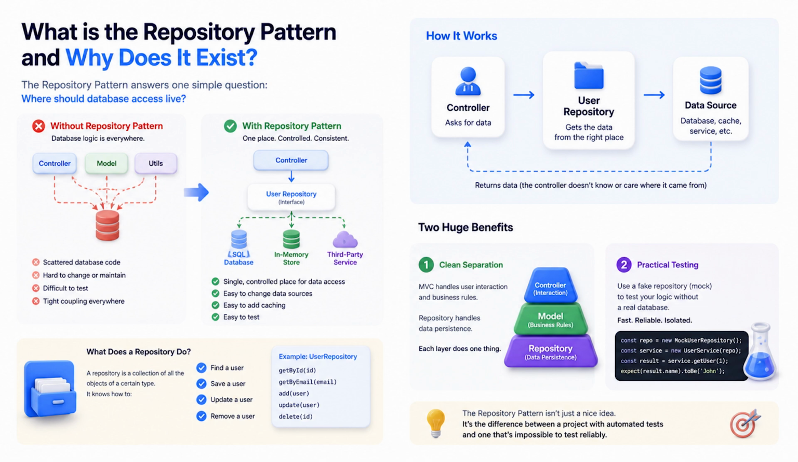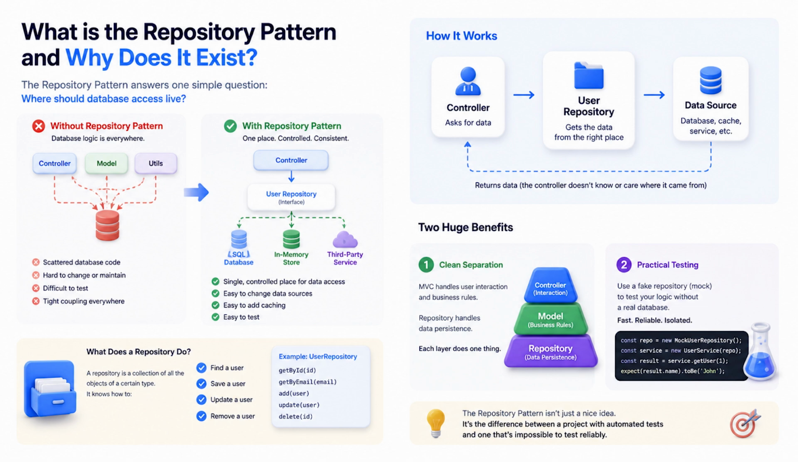Now let us talk about the repository pattern. At its heart, the repository pattern is about one question: where should database access live? In a naive application, the answer is everywhere. Controllers hit the database directly. Models query tables. Utility functions run raw queries. The result is a codebase where database logic is scattered across dozens of files. If you ever need to switch databases, or add caching, or just write a unit test, you are in trouble.